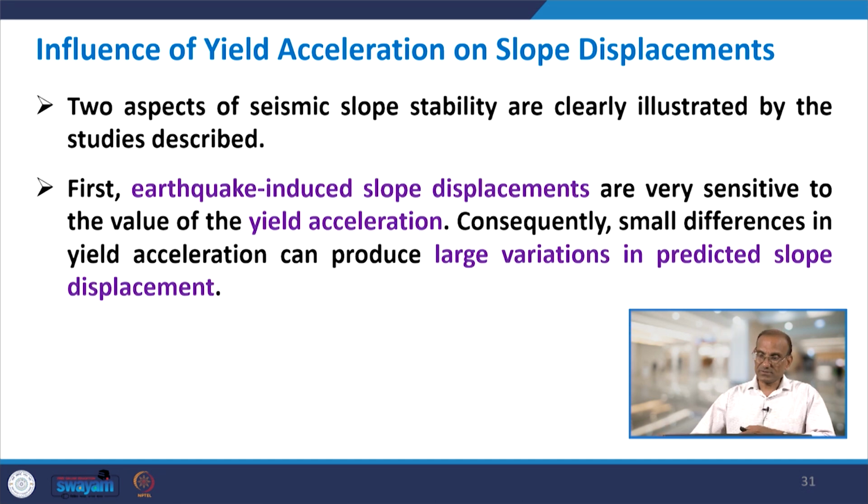Two aspects of seismic slope stability are clearly illustrated by these studies. First, earthquake induced slope displacements are very sensitive to the value of the yield acceleration. Consequently, small differences in yield acceleration can produce large variations in predicted slope displacement, because it is ultimately the difference between your maximum acceleration and the yield acceleration. If the difference is large, you will get a large displacement.